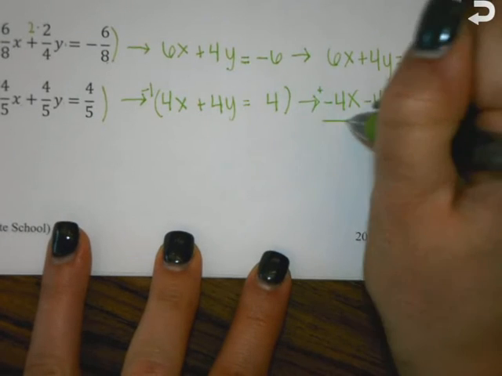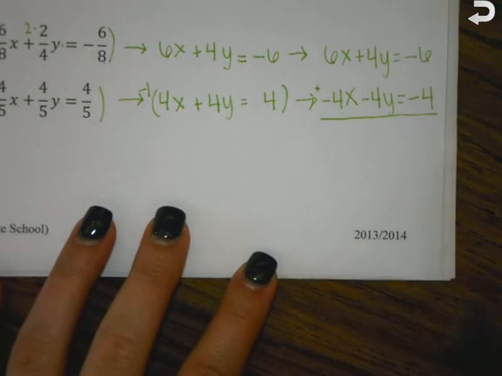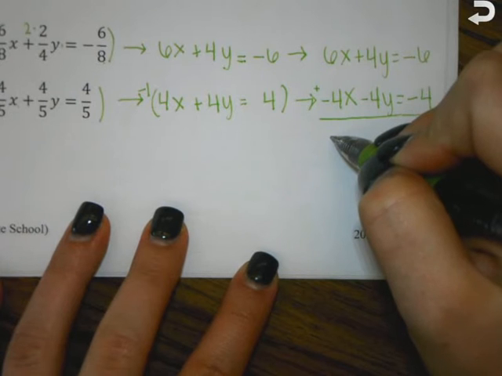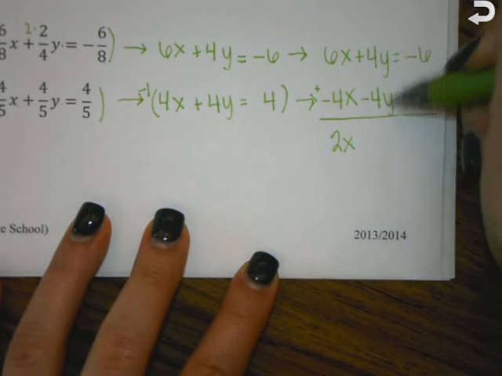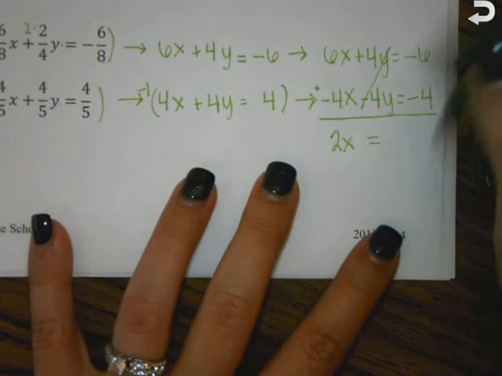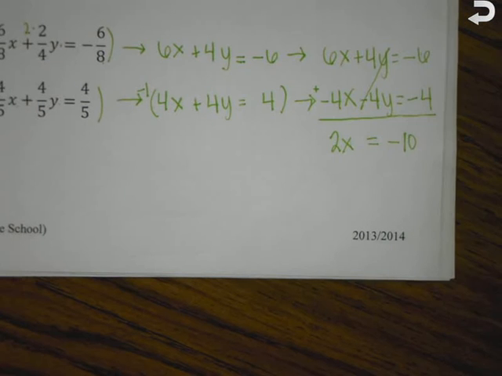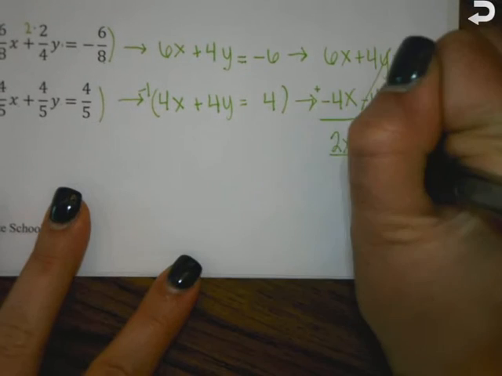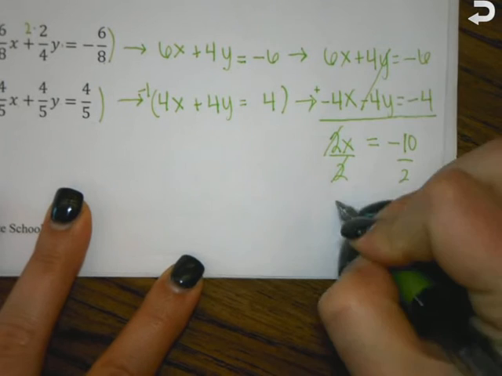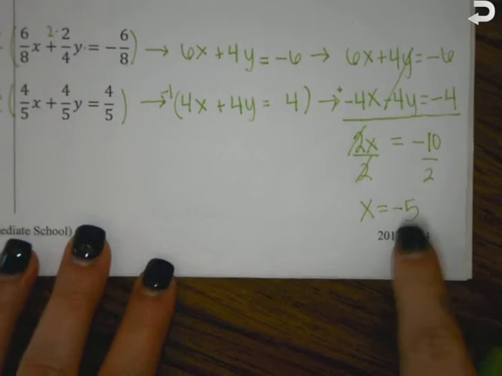Is everybody with me so far? Okay. So when we add straight down, I have 6x minus 4x. What's that give me? 2x. 4y minus 4y eliminates. And negative 6 minus 4 gives me negative 10, because both signs are negative. Negative 6 and negative 4. Divide both sides by 2, and I get x equals what? Negative 5.